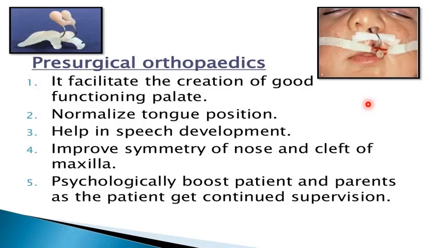Pre-surgical orthopedics are devices that are fixated to both sides of the cleft with a valve. The parents use these valves to approximate the two edges on a daily basis. It helps the surgery by bringing the two edges of the defect more closely together.